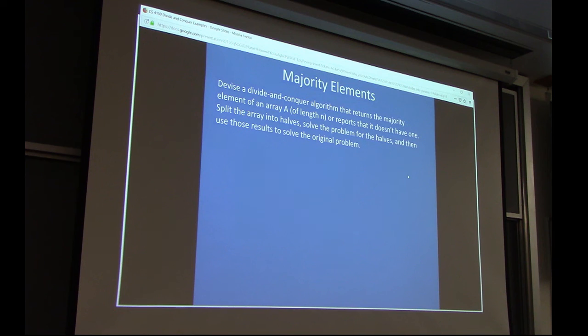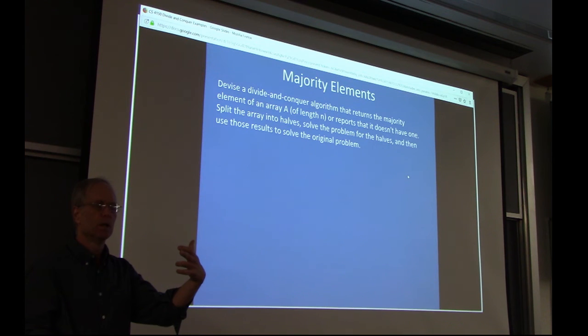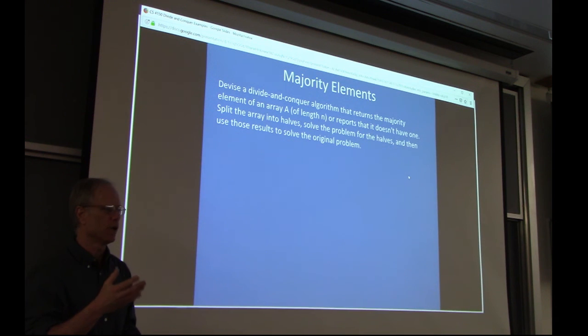And I'm going to give you a little help. I'll suggest something. I want you to split the arrays into halves, solve the problem for the halves, and then use those results to solve the original problem. So what you've got to figure out is, if you take an array and split it into halves, and solve the problem for the first half and solve the problem for the second half, what's the answer to the first subproblem going to be? It's more than yes or no. It's either going to be no, this array does not have a majority element, or it's going to be yes, it does, and here's the majority element.